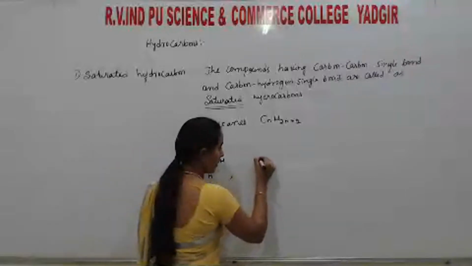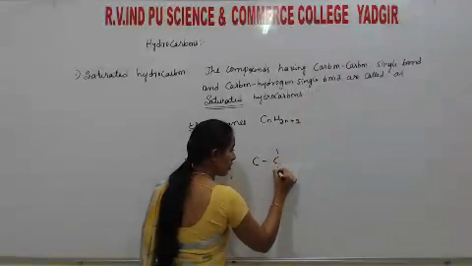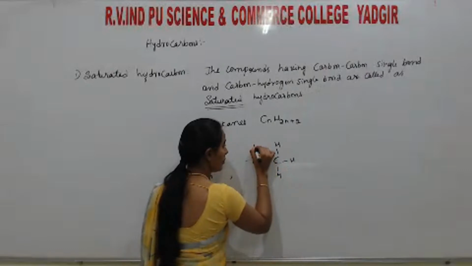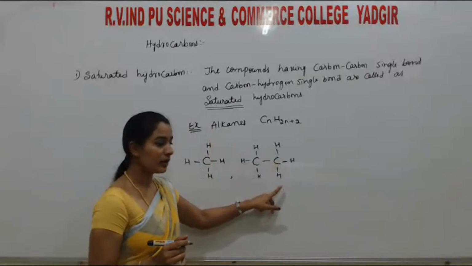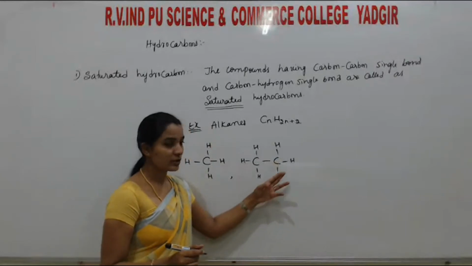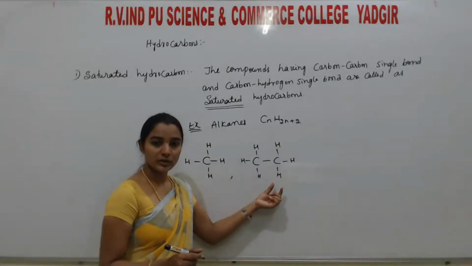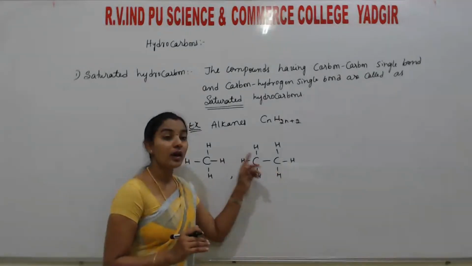Next, if you take ethane, a carbon-carbon single bond is there, and also carbon-hydrogen single bonds are there. To this compound, we cannot add any extra atom. We can replace. This H is replaced by any other atom like Cl. This H is replaced by F. This H is replaced by OH. We can just replace, substitute, but we cannot add.